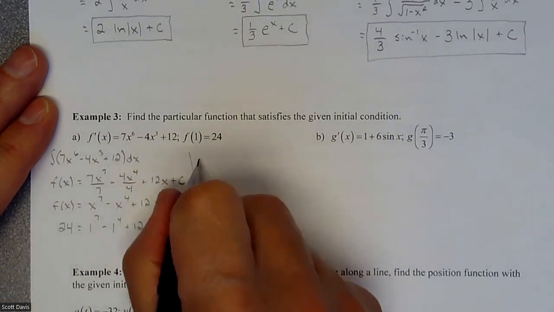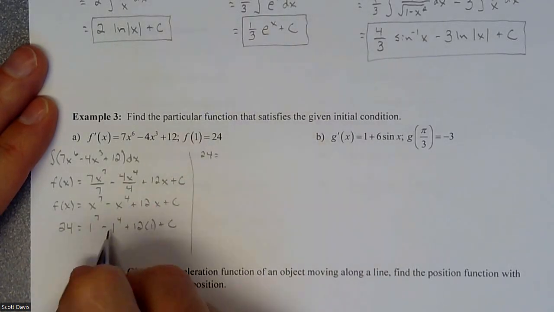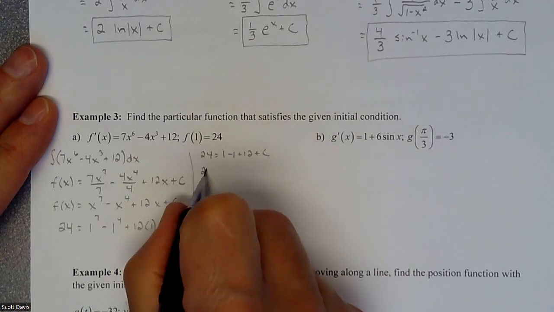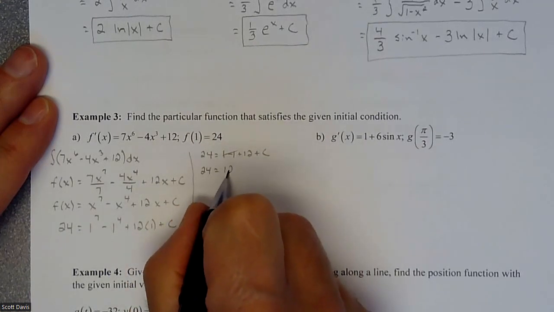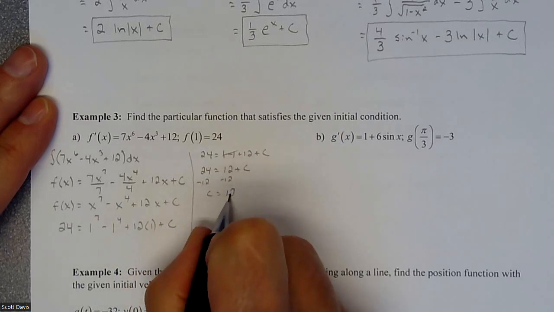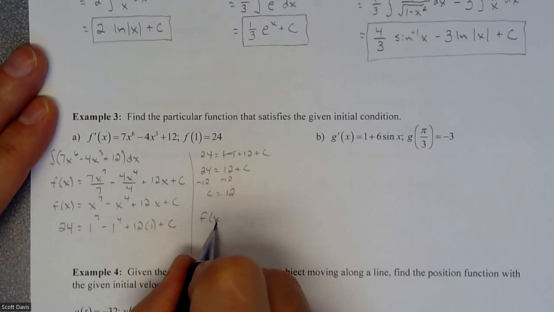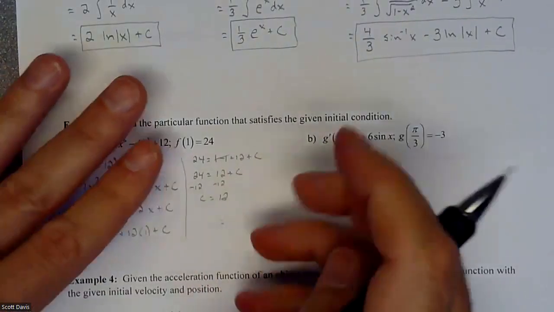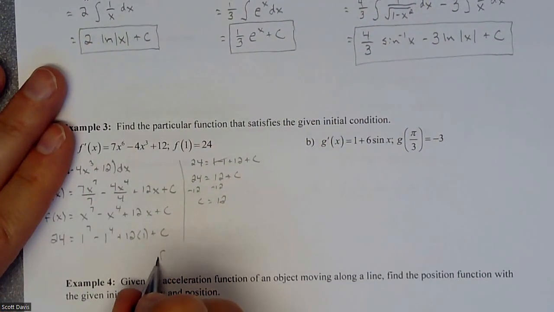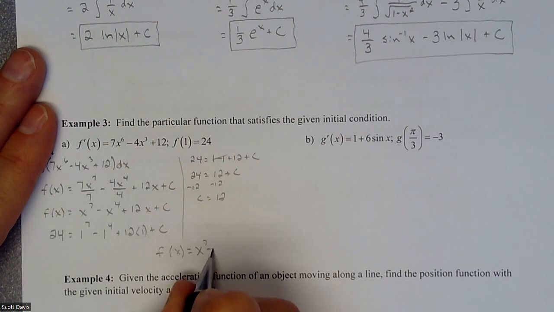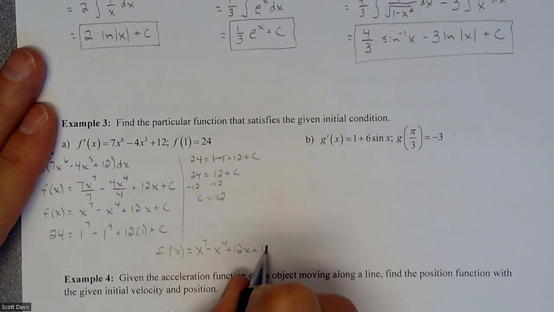So this is going to be 24. It's going to equal 1 minus 1 plus 12 plus c. So 24 equals, that goes away, 12 plus c, subtract our 12. C is going to be 12. So our final function is x to the 7th minus x to the 4th plus 12x plus that c value of 12.